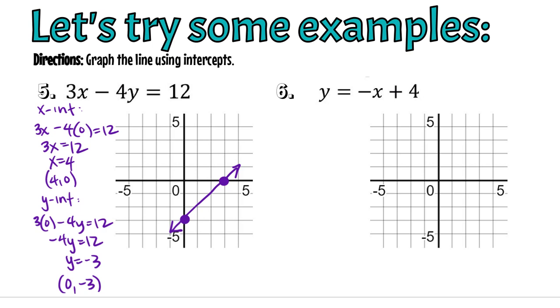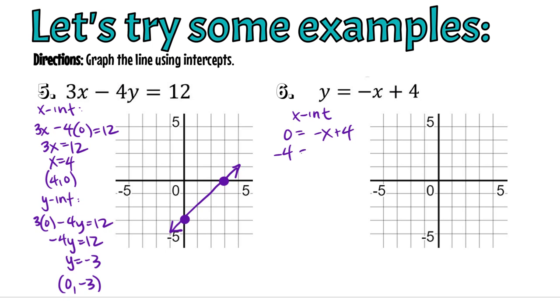In a future video, we're going to learn that it is not best to graph using intercepts when we have an equation in this form, but just know that you can always graph using intercepts. It really doesn't matter, but the best way to graph is by slope-intercept, identifying the intercept and using the slope. But we're going to go ahead and graph using intercepts just to show you that you can do it with any form. So again, we're going to find our x-intercept first by plugging in 0 for y.